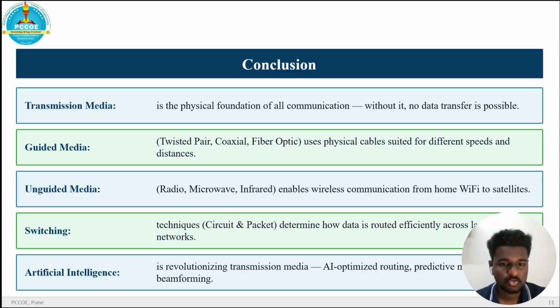Conclusion. To summarize, transmission media is the physical foundation of all modern communication. Guided media provides high-speed, secure wired connectivity. Unguided media enables wireless communication from your home to satellites. Switching techniques efficiently route data across networks and modern platforms. Artificial intelligence is now deeply integrated into this system, making networks smarter, faster, and more reliable than ever before.